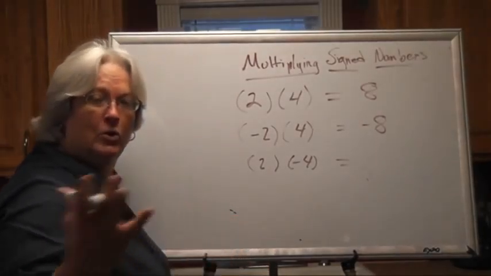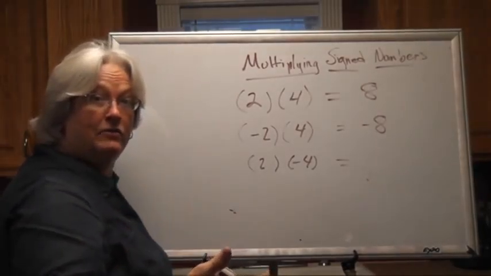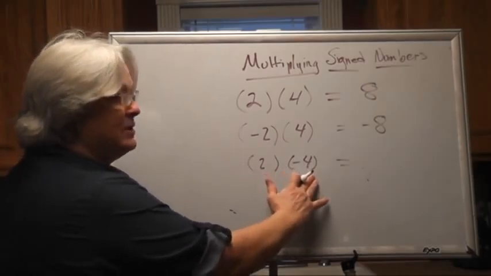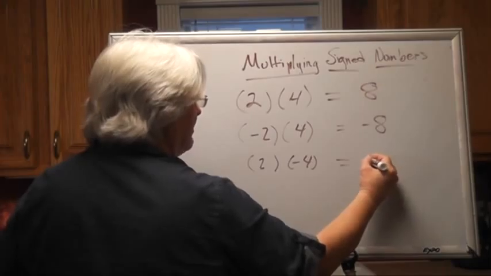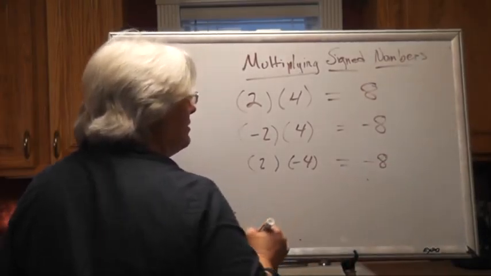Similarly, if we said, what is 2 times a -4? Well, here, you owe Mom $4, you owe Dad $4. 2 times the $4 that you owe to Mom and Dad is going to give you a -8. You are $8 in the hole.